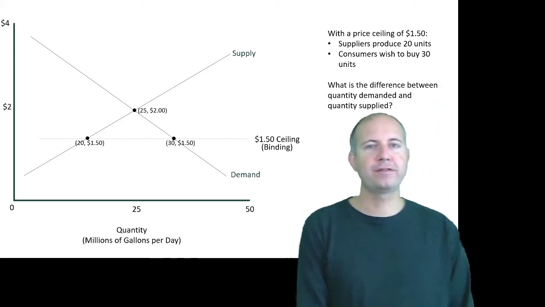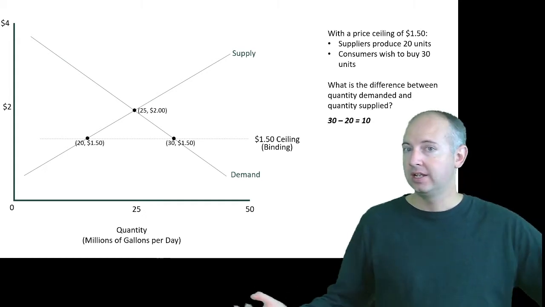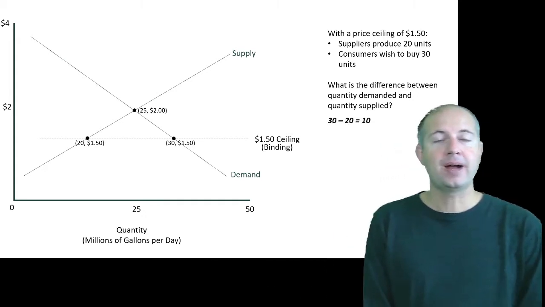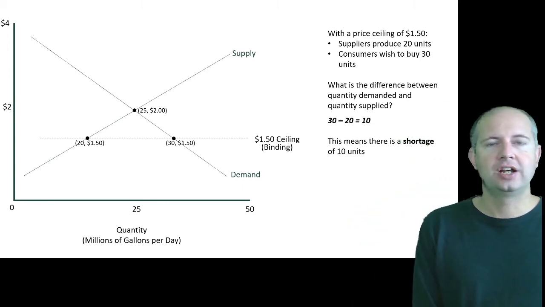So what is the difference between quantity demanded and quantity supplied? So how much is our shortage? It's just 30 units demanded minus 20 units supplied, which means that there is a shortage of 10 units.